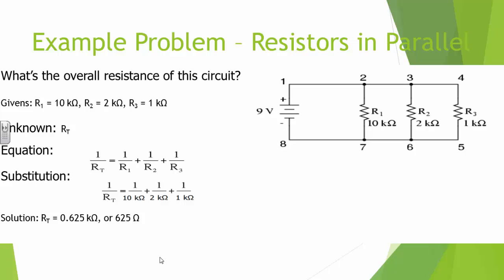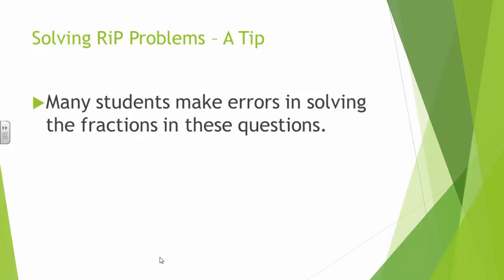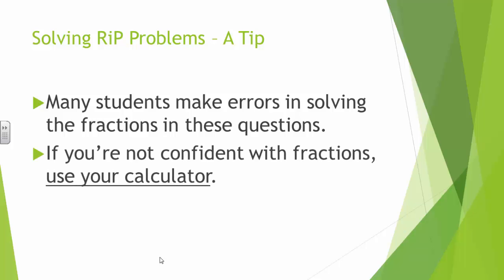Notice that the resistance of the overall circuit is less than the resistance of any of the resistors that make it up, and this is typical of resistors in parallel. Okay, a quick hint for you with regards to solving resistor in parallel problems. There's a lot of fractions involved, and some of you will be less comfortable with fractions than others. The key is, if you're not good with fractions, simply get out your calculator and do the calculations carefully. Don't attempt to simplify the fractions if that isn't your skill set.